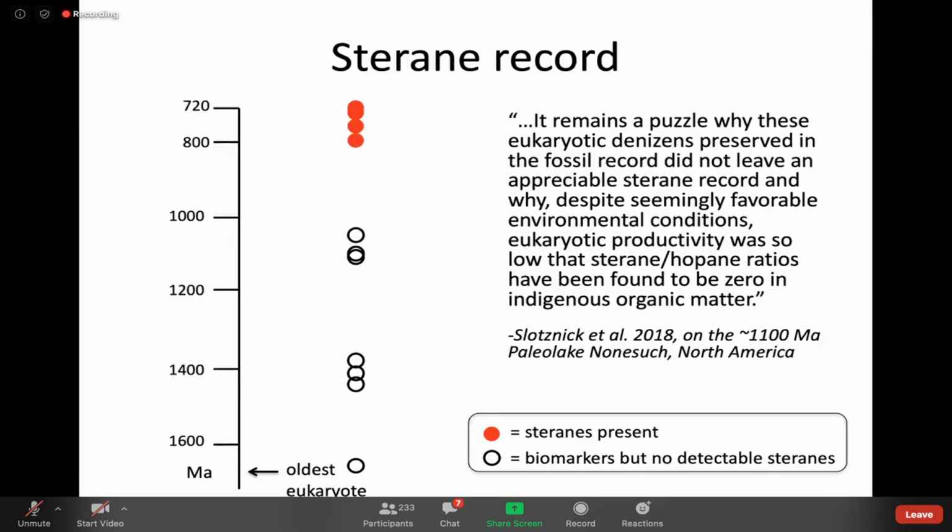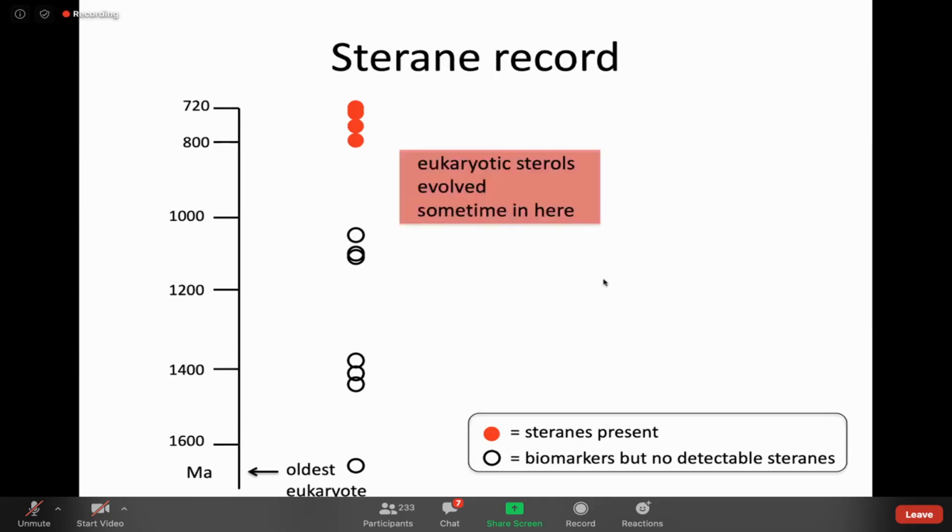Well, I want to suggest an alternative, and that is maybe there's no steranes because eukaryotic sterol synthesis had not yet evolved, and that we can use this record, in fact, to constrain in time both maximum and minimum age when eukaryotic sterol synthesis occurred sometime in this interval shown here.